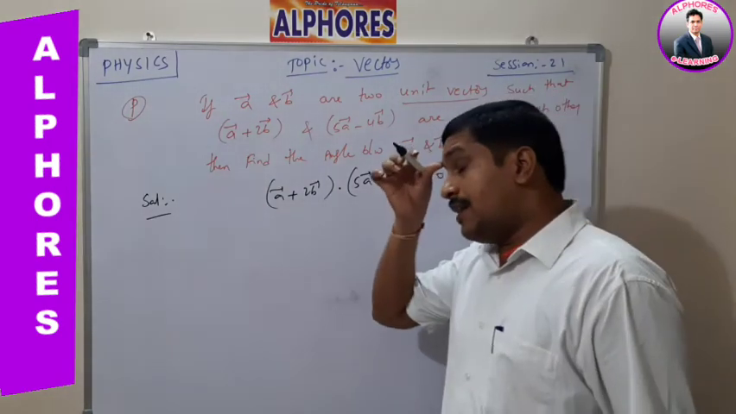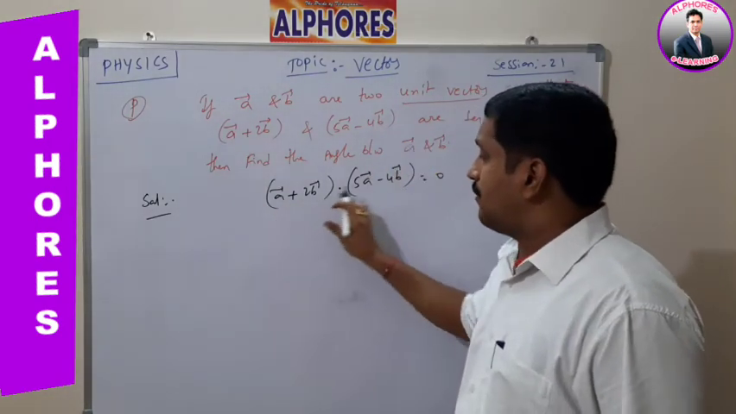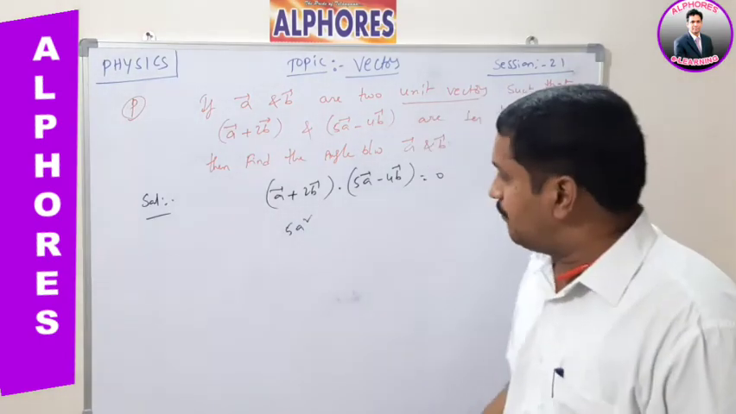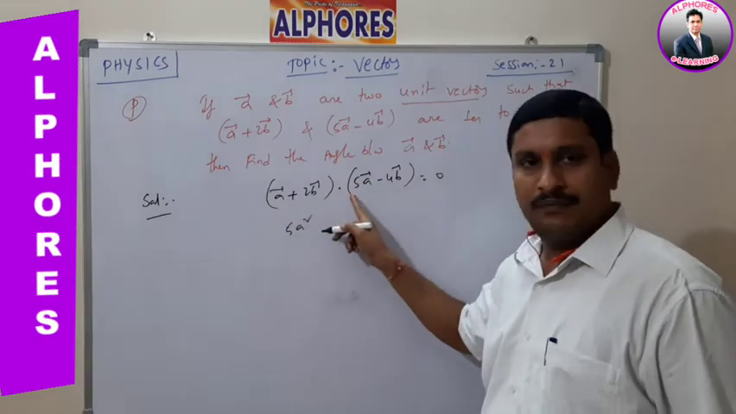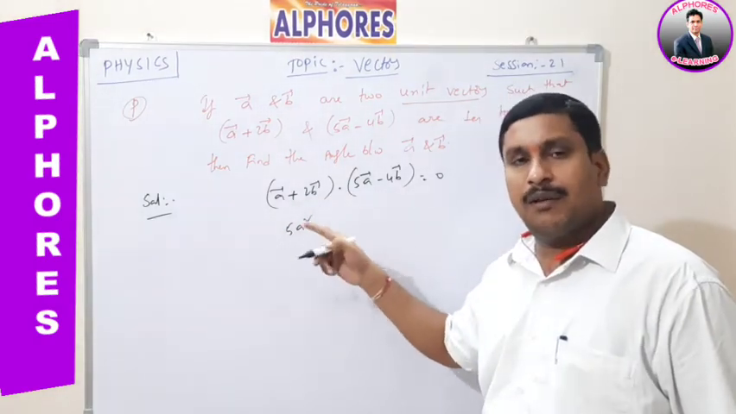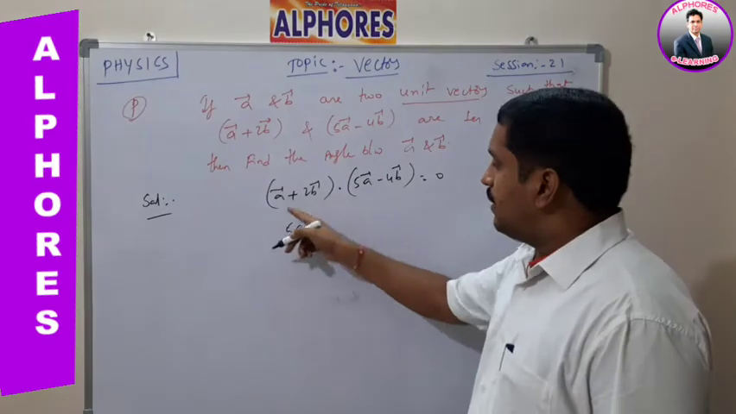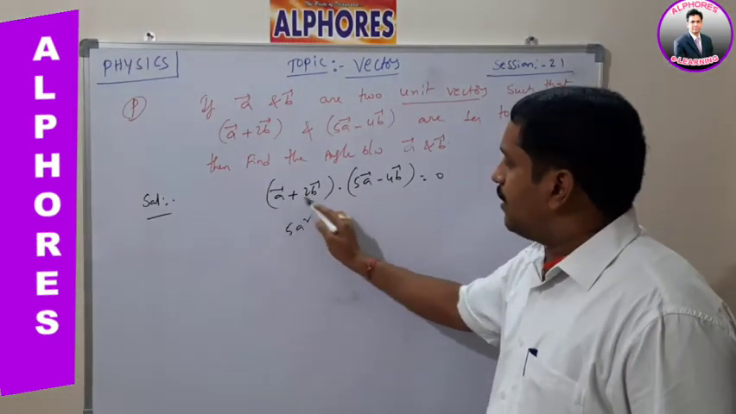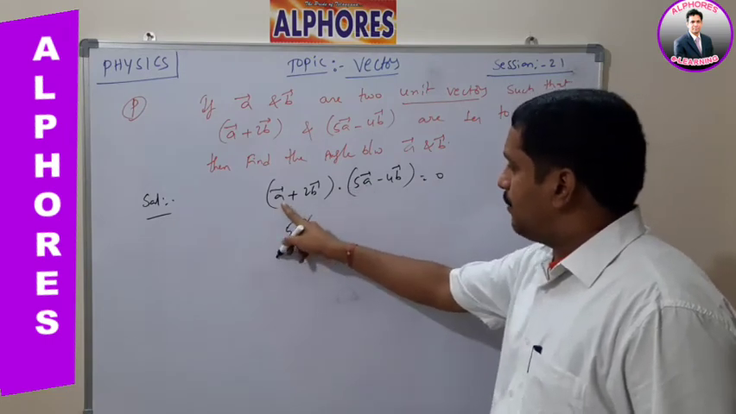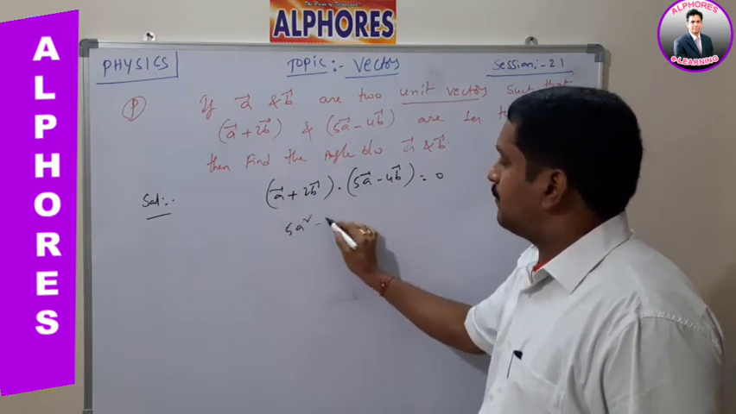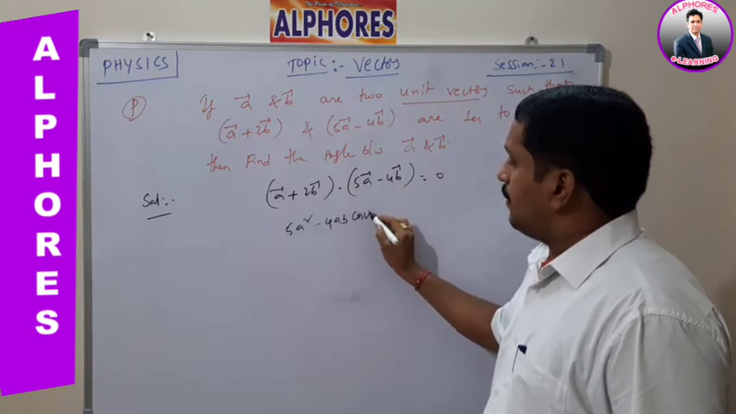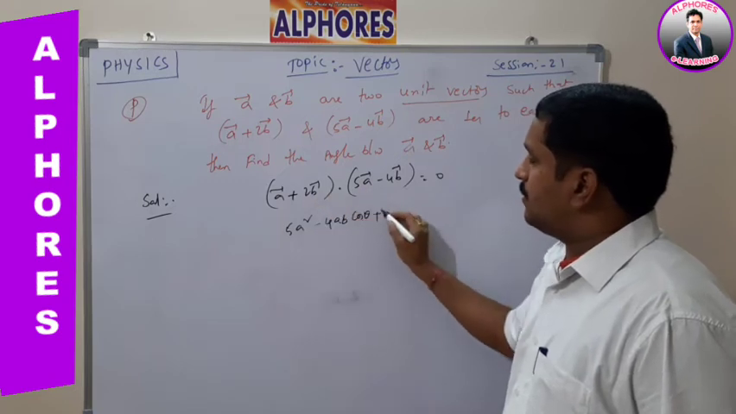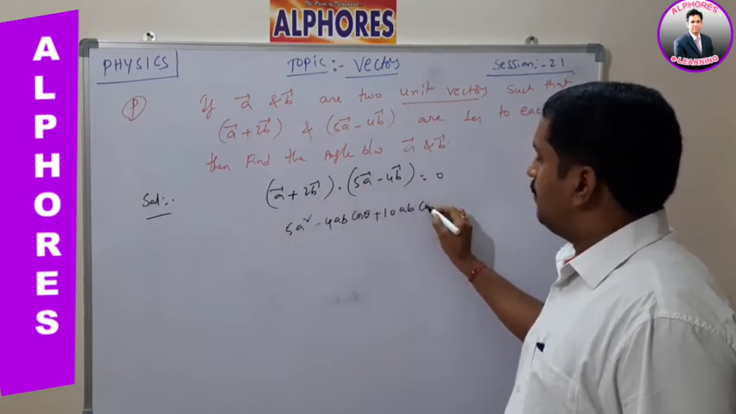Now we already know the dot product of two like vectors. The first term is 5A square, because both are the same physical quantity. A bar dot A bar means A square, just as I cap dot I cap is I square, which is nothing but 1. So A bar dot 5A bar means 5A square. Next, A bar multiplied by minus 4B bar means minus 4AB cos theta. Again, multiplying the other terms gives plus 10 AB cos theta.